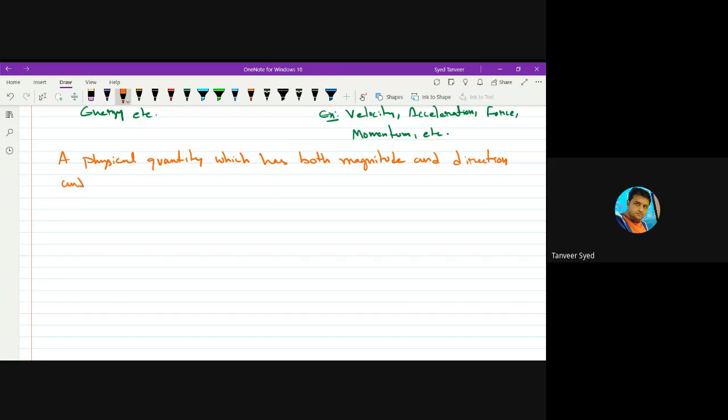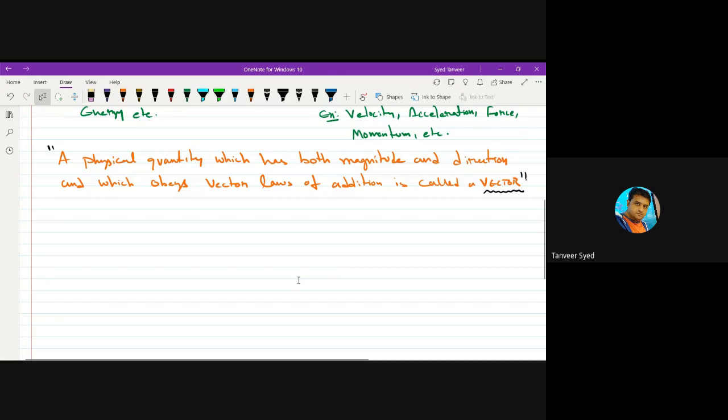and which obeys vector laws of addition, is called a vector quantity. Sir, subtraction also, no, sir? There are no separate rules for subtraction in vector algebra. We use the same rules of addition. Okay, sir. So this is a complete description or definition of a vector quantity.